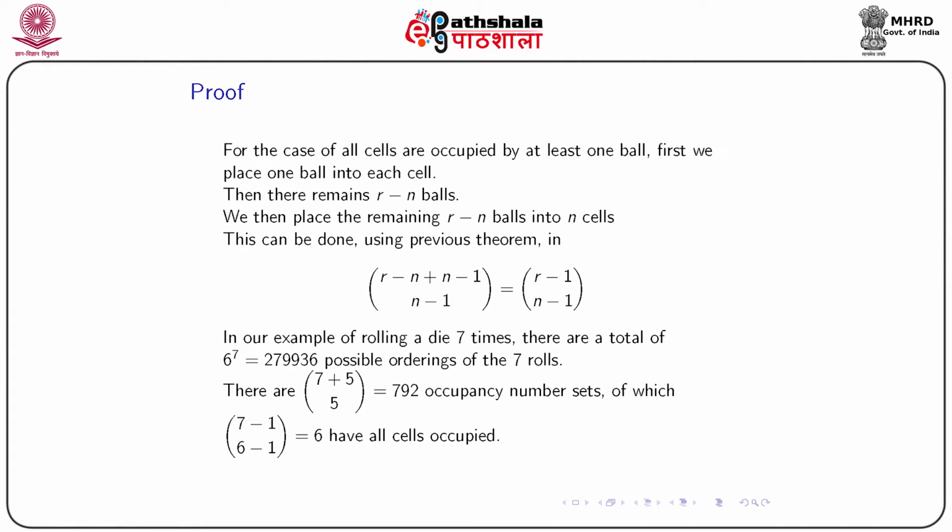In our example we are talking about rolling a die 7 times. There are a total of 6 to the power 7 possible orderings of the 7 rolls, but there are 7 plus 5 choose 5, that is 792, occupancy number sets, of which 7 minus 1 choose 6 minus 1, which equals 6, have all cells occupied. So if we put the restriction that all cells are occupied, then we have 6 arrangements, but if we don't have any such restriction, then the number of arrangements will be 792.